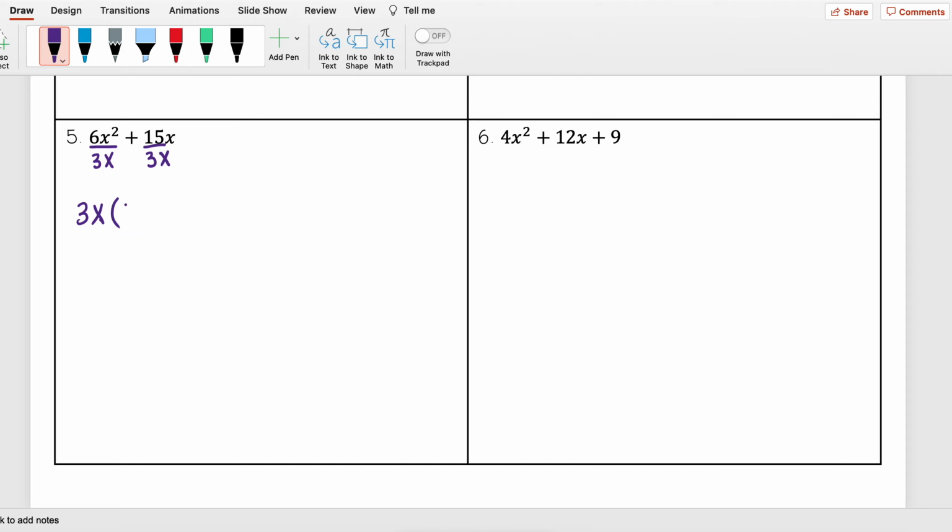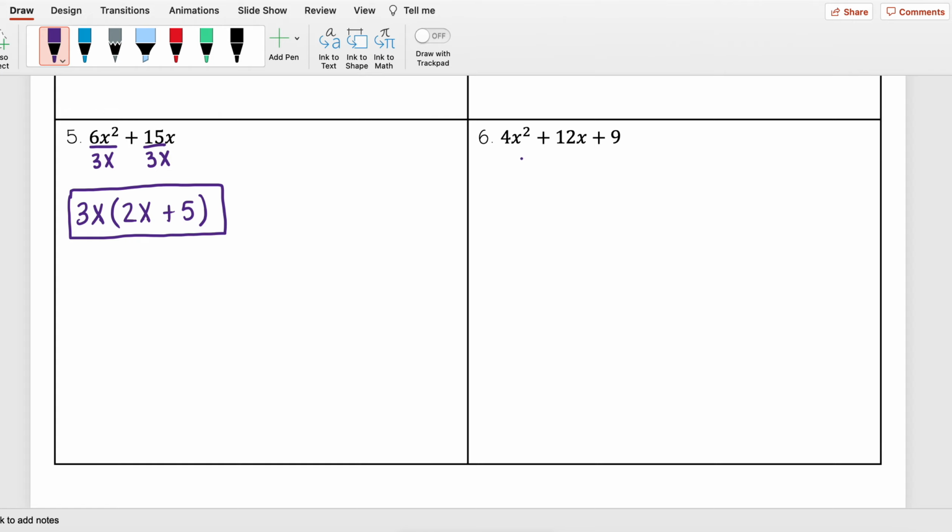6 divided by 3, I get 2. X squared divided by x, I get x. Plus 15 divided by 3 is 5. X divided by x is 1. And now I'm left with two terms here, but I see I no longer have a quadratic. There's no exponent of 2. And so that means that this is the furthest that this can be factored. So my answer is just 3x times 2x plus 5.